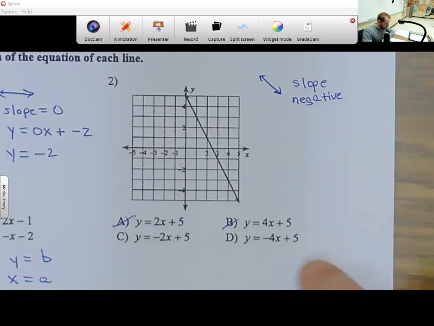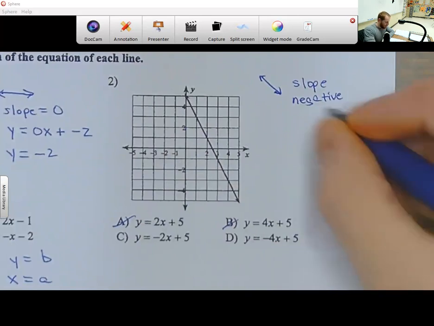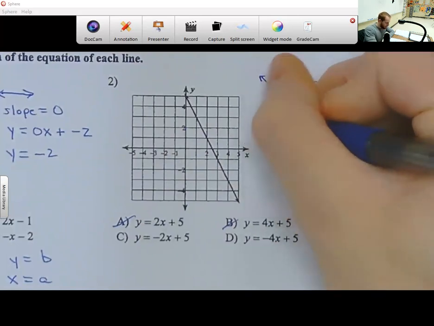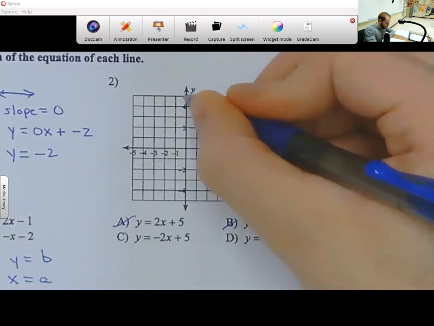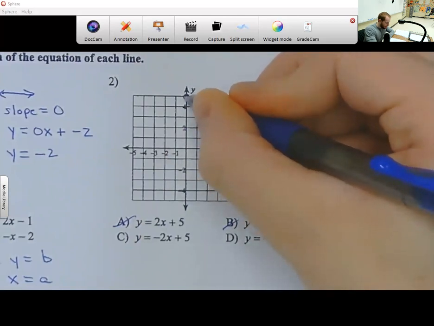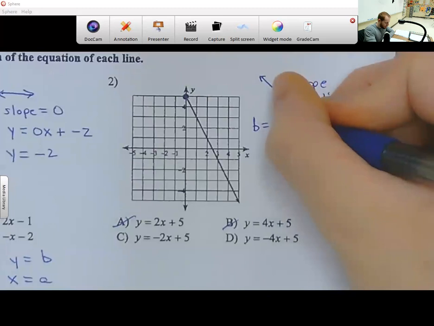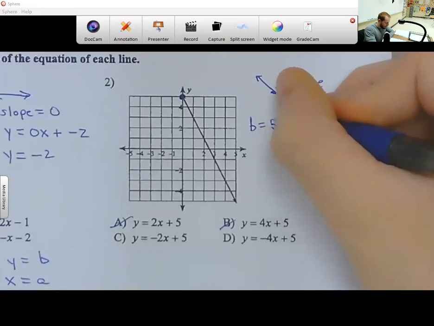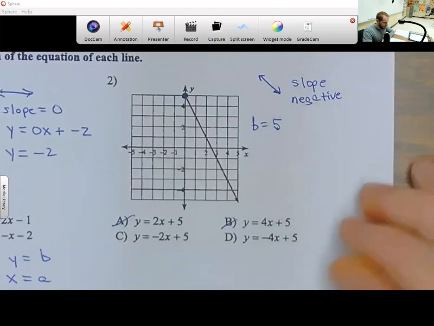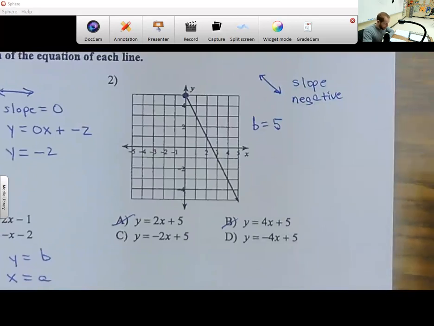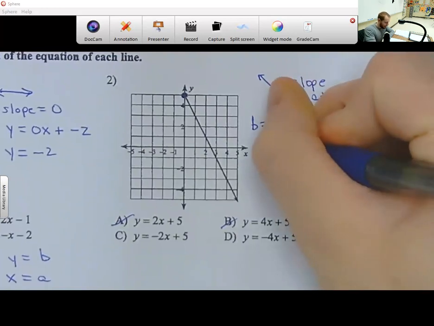And they both have the same y-intercept. We know that the y-intercept is going to be way up here, which is 5. So the graph is going to cross the y-axis at 5. That's not really in question. What is in question is, what is the slope? Let's use rise over run to figure that out.